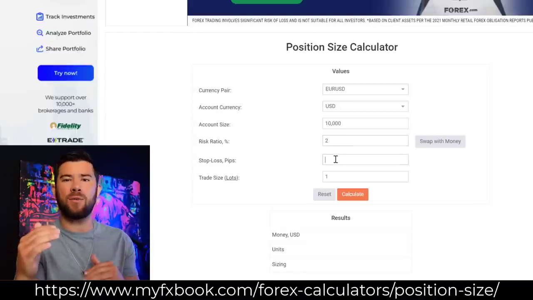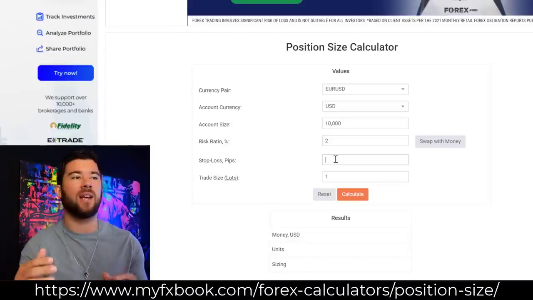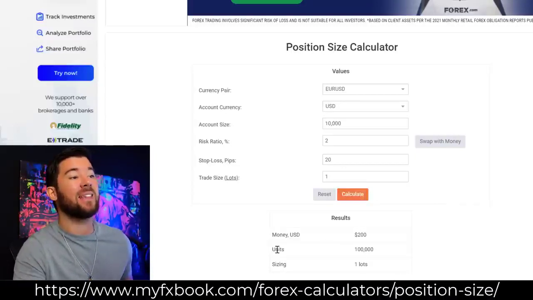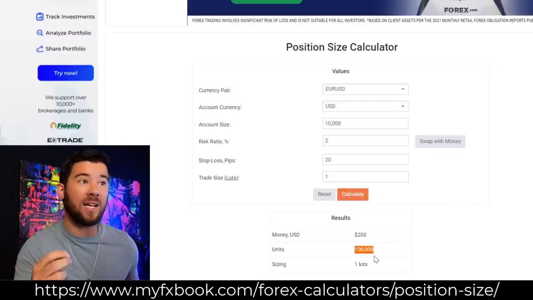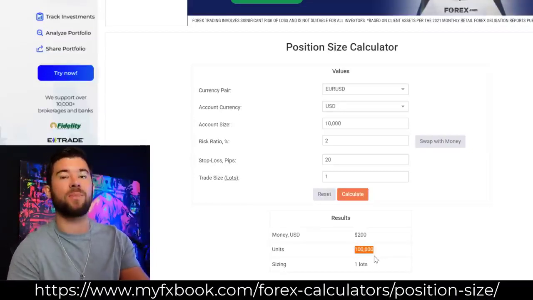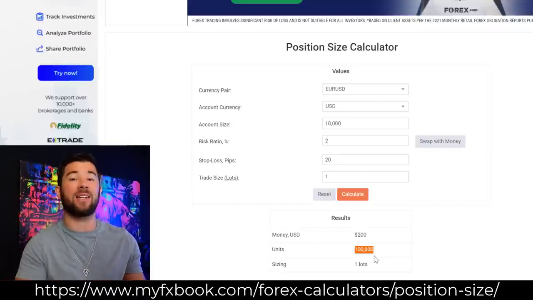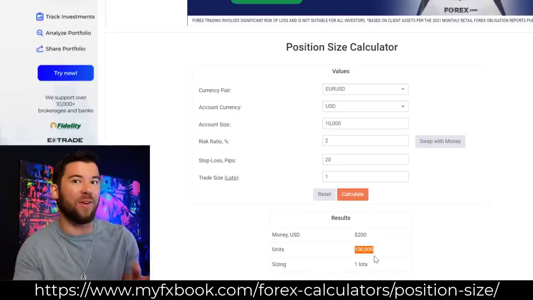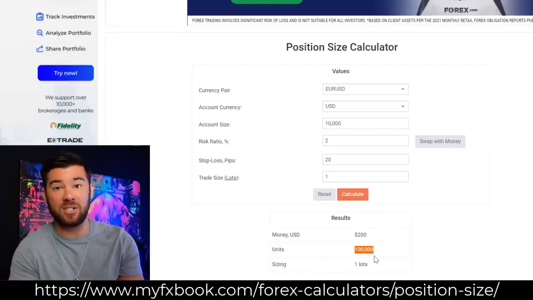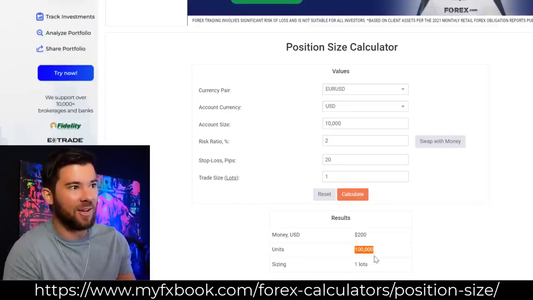Let's say that the amount you're willing to lose on that trade is about 20 pips. Now, all you have to do is hit calculate, and this will show you the exact amount of units that you need in order to place this specific trade. So a position size calculator is going to be the way to go instead of trying to determine the value of a pip by using a bunch of math.